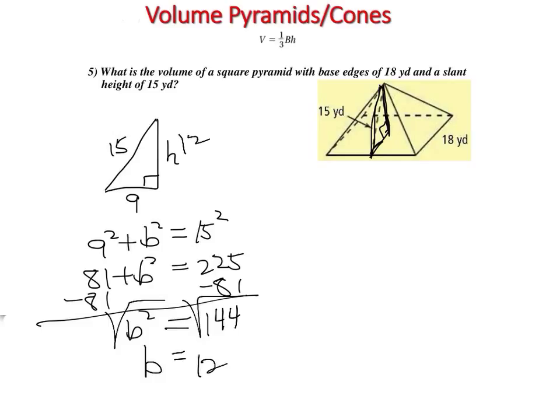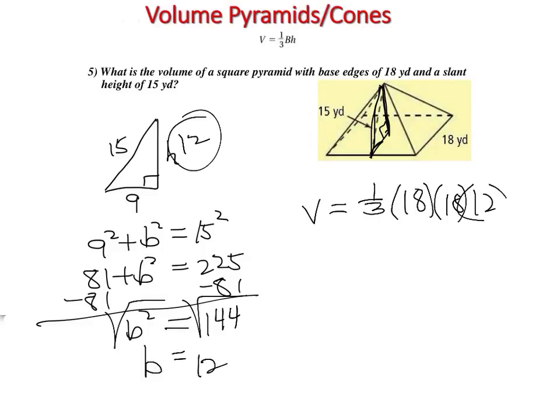Okay, so calculating this volume, it's 1/3 times the area of the base, so that's 18 times 18, times the height that we just calculated, which is 12. So multiplying that together, we get that the volume is 1,296 cubic yards.